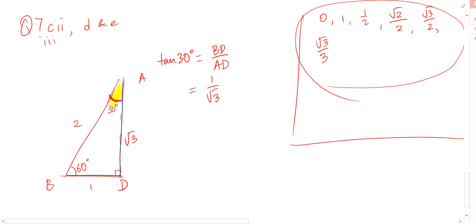Okay, is this a third? Should we leave it like this? How do we rationalize it? Times root 3 over root 3. Because I'm multiplying by the same, root 3 over root 3 is 1, right? Any number multiplied by 1 is still the same. I'm not changing the value. But by doing so, my denominator becomes 3. My numerator is square root 3. Okay? So they are equivalent answers.